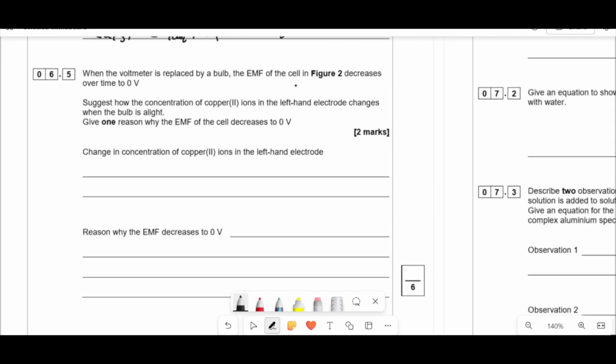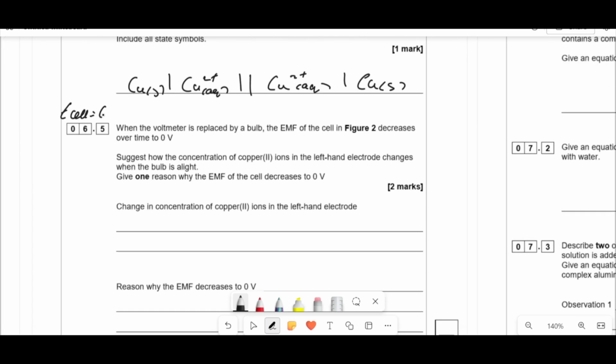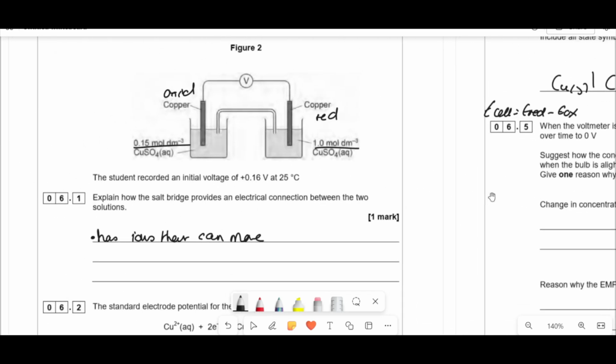When the voltmeter is replaced by a bulb, the EMF of the cell decreases over time to 0. Suggest how the concentration of copper 2 ions in the left electrode changes when the bulb is lit. Give one reason why the EMF decreases to 0. Fine. So E cell equals E reduced minus E ox, right? So if it's decreasing to 0, something's happening to the point where these are essentially the same and they disappear.